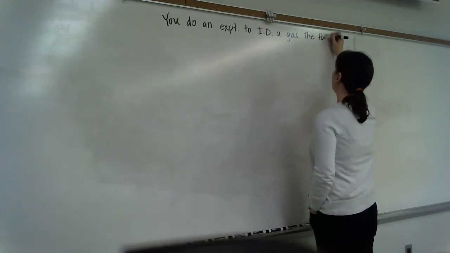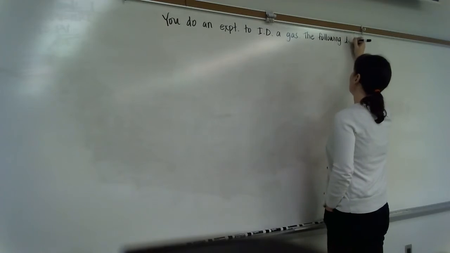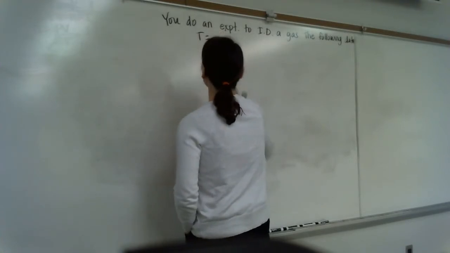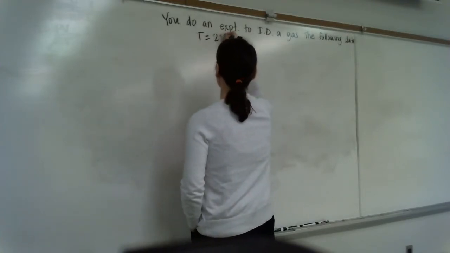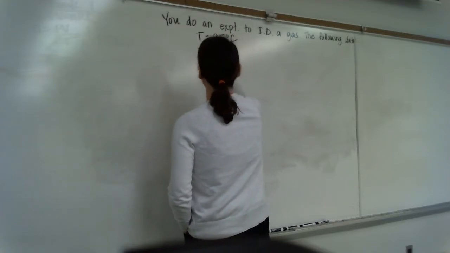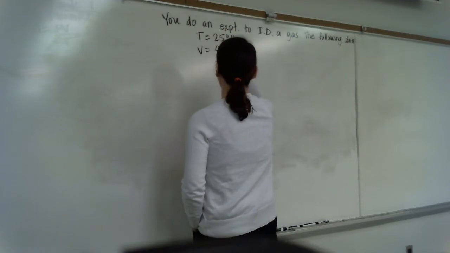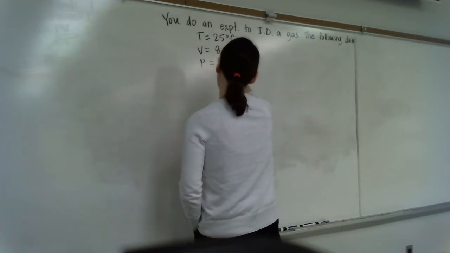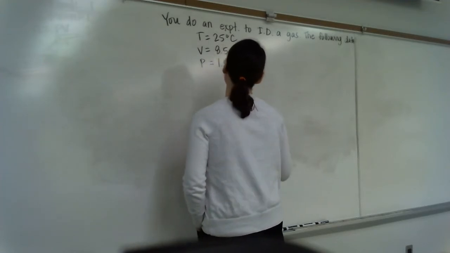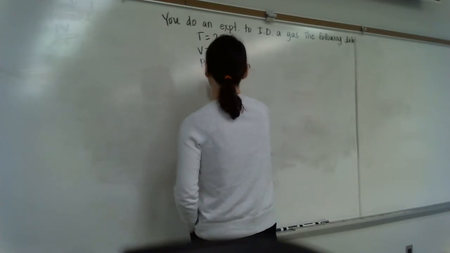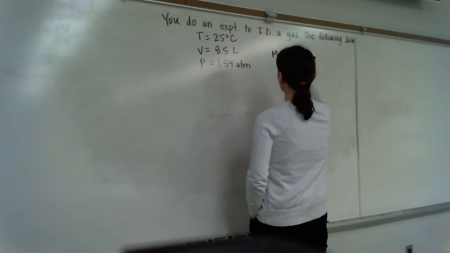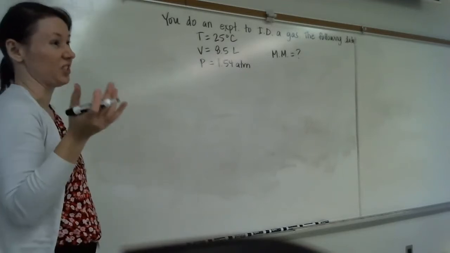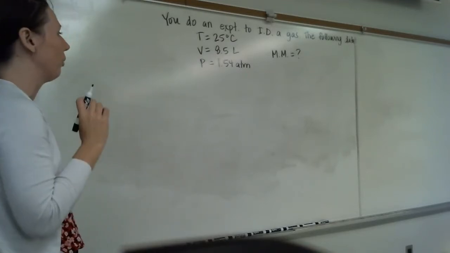The following are your data. All right, so let's just list it out. Let's pretend you're doing this at room temperature, and a volume of 8.5 liters and a pressure, let's pretend we're at 1.54 atmospheres. And we want to know what's the molar mass. Now obviously there are going to be multiple compounds that would have the same molar mass, but we can at least use this as a starting point, right? Get in the general ballpark.